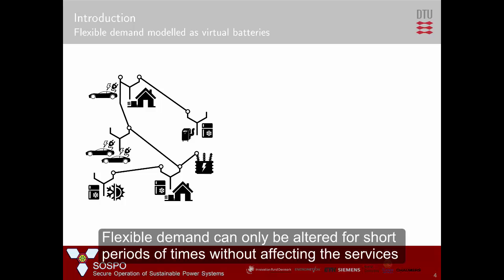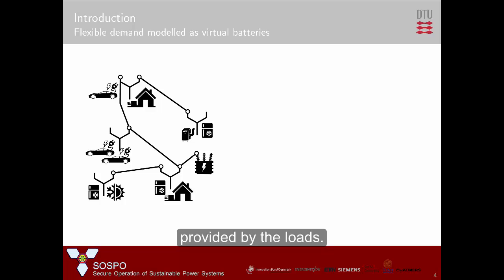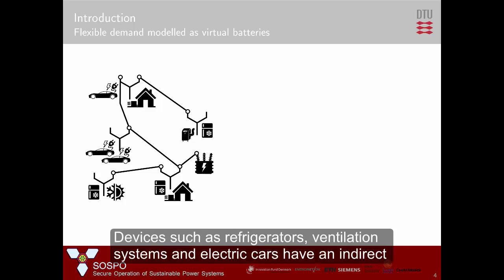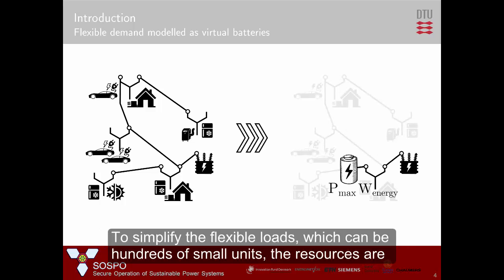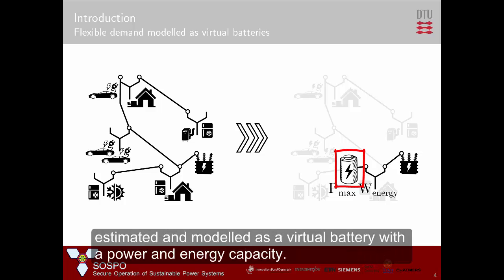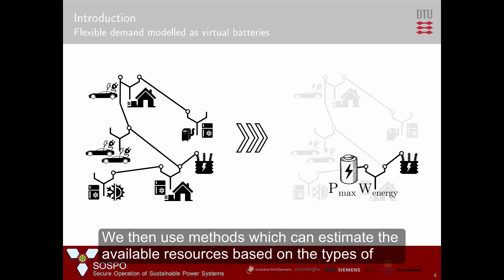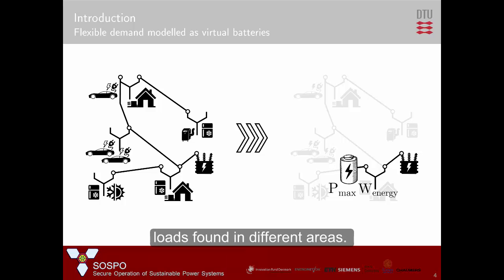Flexible demand can only be altered for short periods of times without affecting the services provided by the loads. Devices such as refrigerators, ventilation systems, and electric cars have an indirect storage of energy which can be used, for instance by delaying charging an electric car. To simplify the flexible loads, which can be hundreds of small units, the resources are estimated and modeled as a virtual battery with a power and energy capacity. We then use methods which can estimate the available resources based on the types of loads found in different areas.